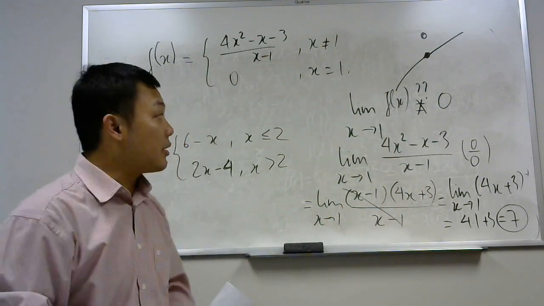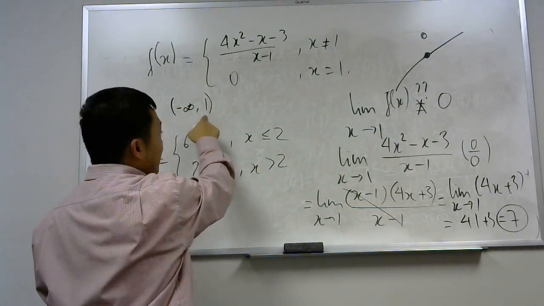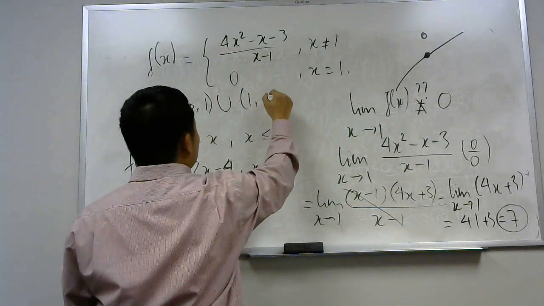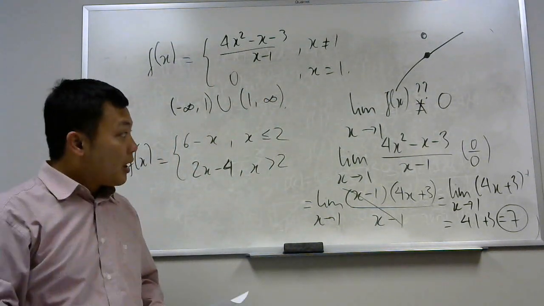So how to write the answer? The answer would be negative infinity to 1, 1 is not included, union with 1 to positive infinity. That is the answer. Okay?